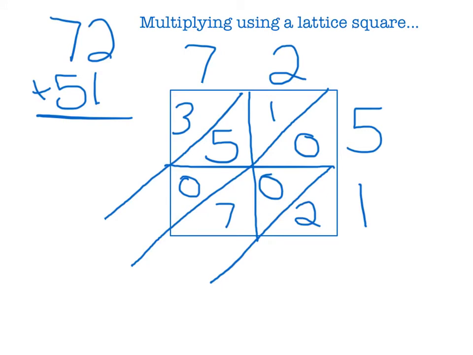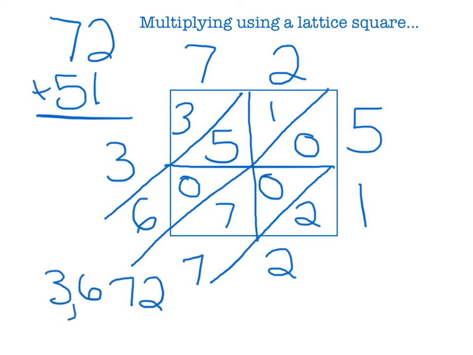Now we just need to add up the numbers in our diagonals. We're not adding 2 to anything, so we just bring it down. 0 plus 0 plus 7 is 7. 1 plus 5 plus 0 is 6. And we're not adding anything to the 3, so we just bring it down. And here we have 3, 6, 7, 2. Our answer is 3,672.